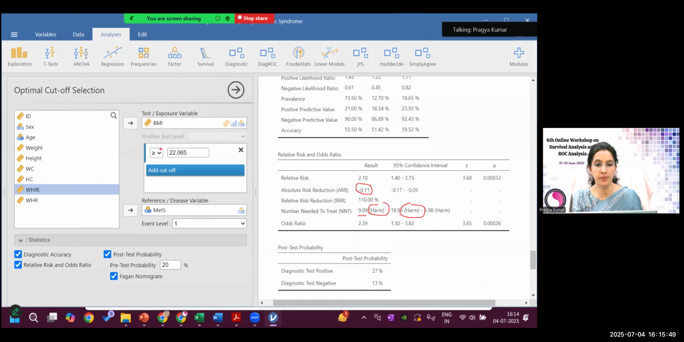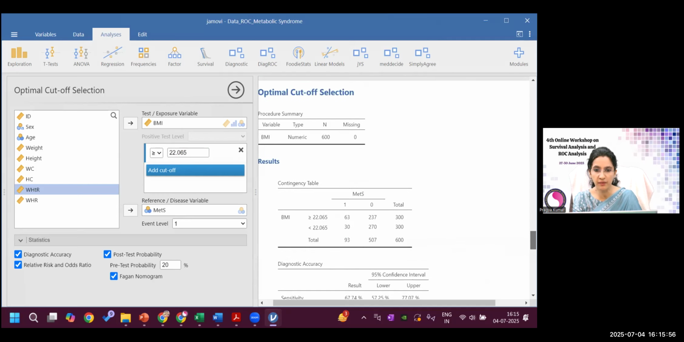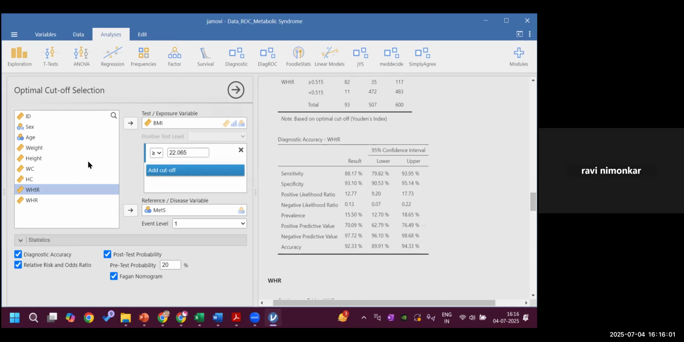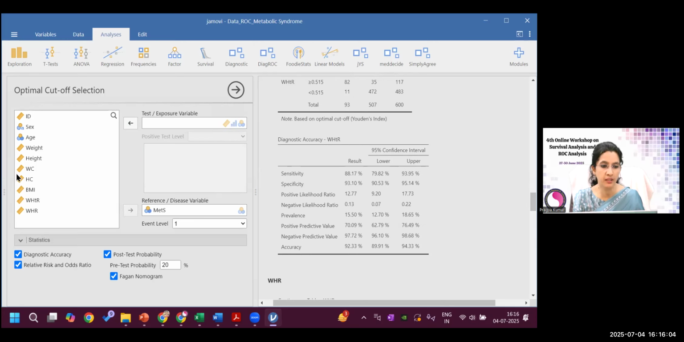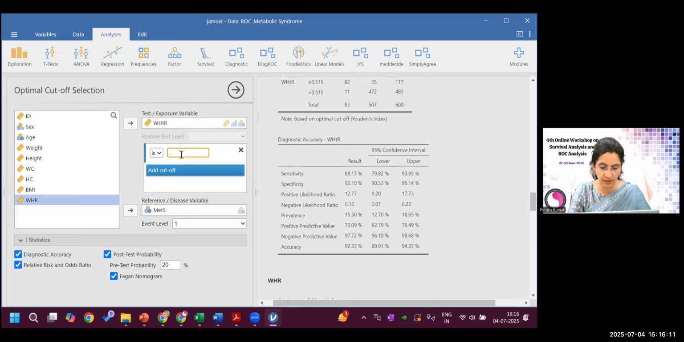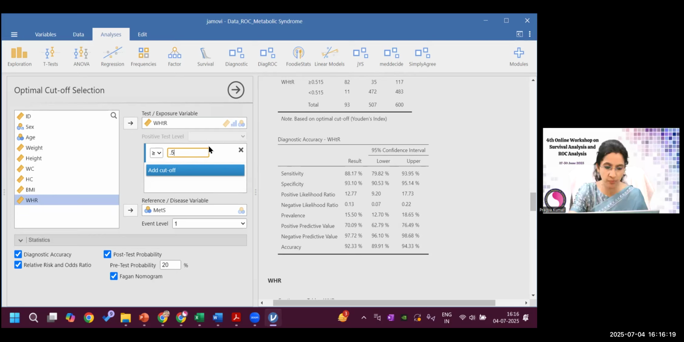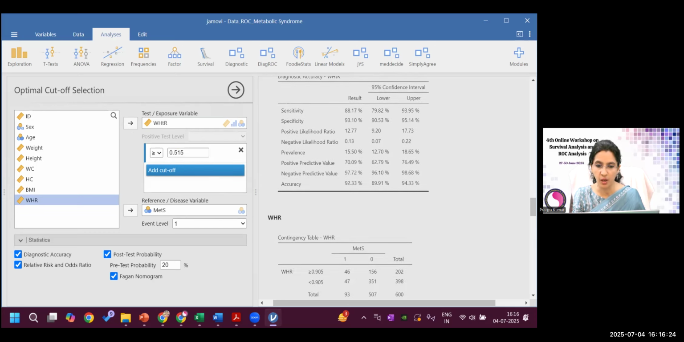If you wish to see it with the waist height ratio instead of BMI, what was the cutoff of waist height ratio? It was like 0.5. Let me see. 0.515. So I will put the waist height ratio here instead of BMI, and instead of this I will put 0.515. And then you can see how to interpret.